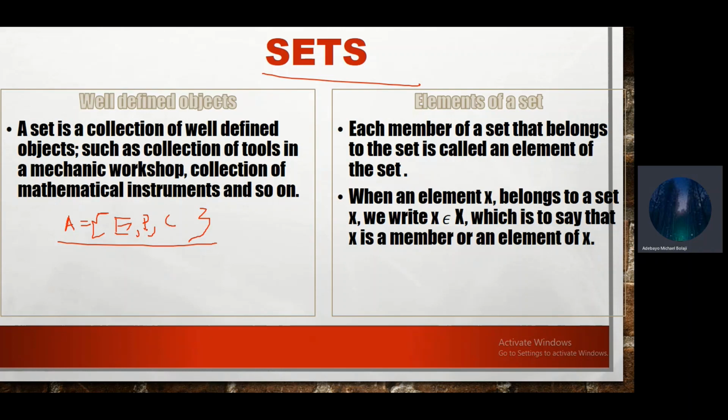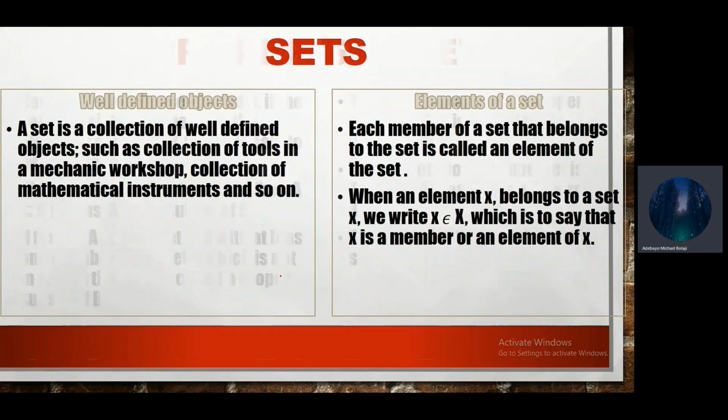Let's continue. When an element x belongs to set X, we write it as x is a member of X. You see, this small e here signifies belongs to, or is a member of. So I can say eraser is a member of set A, and I can also write pencil is a member of set A. So that's basically what all this is saying. Let's move on to our next slide.